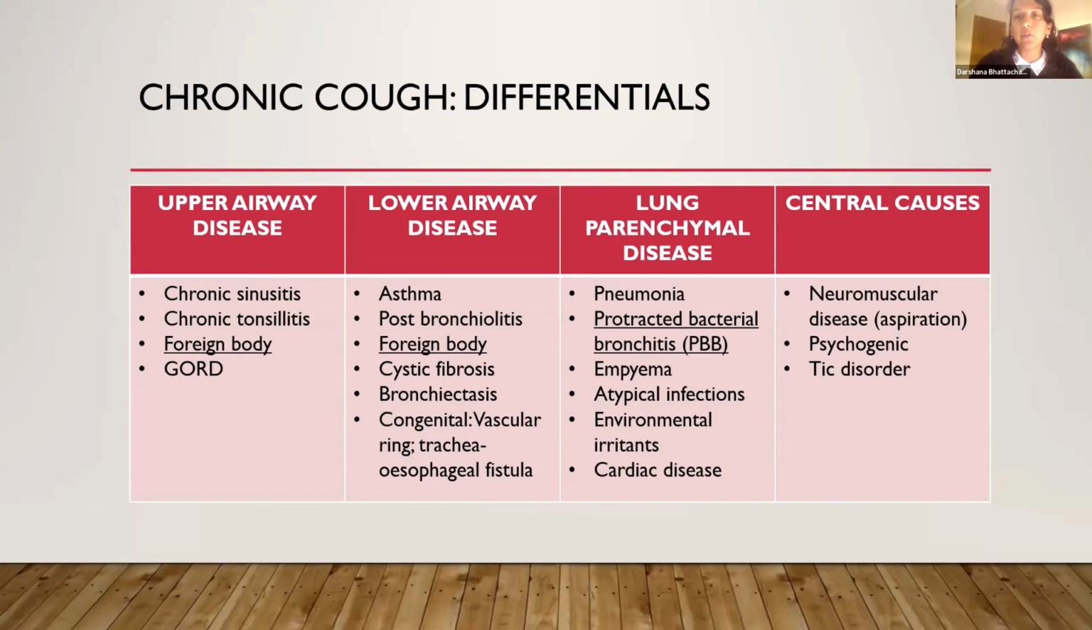And I've underlined protracted bacterial bronchitis, which is essentially another way of saying a kind of long-term infection that's now being seen more commonly as an entity in young children. But age of onset is really important. So always bear in mind how old the child is when you're asking your history and when you're considering your differentials as well.